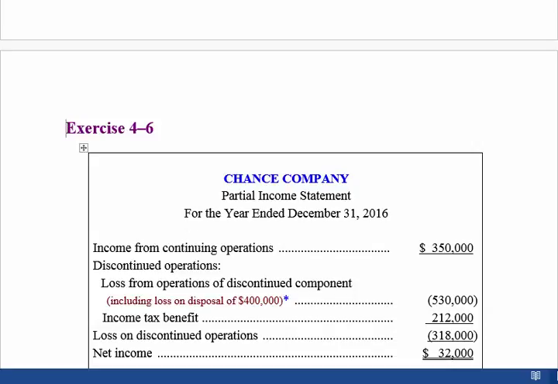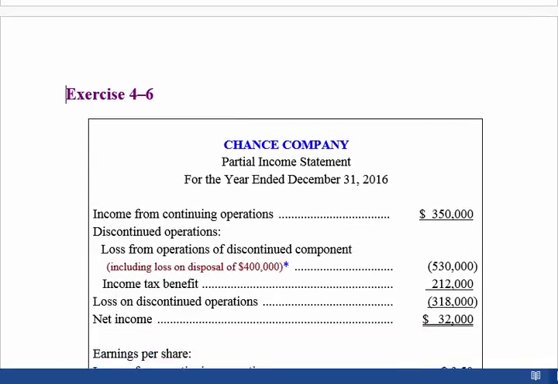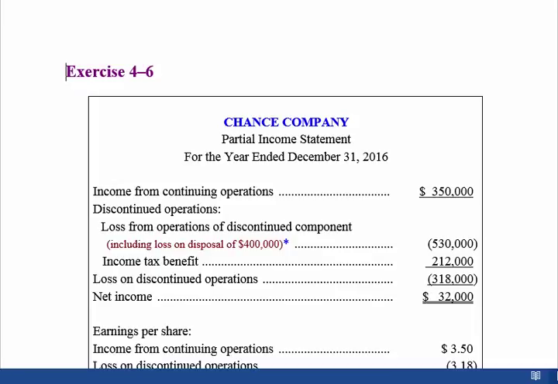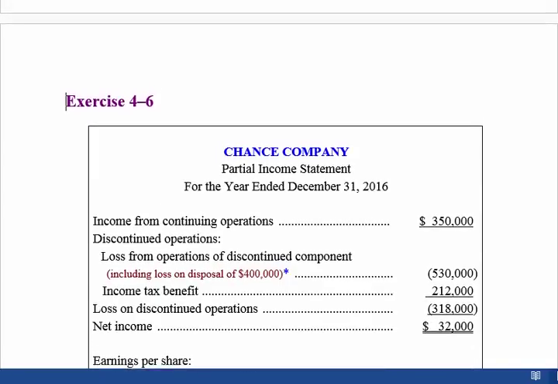Okay, now they want us to show the earnings per share calculations, and they're going to want a breakdown there. How much of the earnings per share is attributable to our income from continuing operations? What's our negative earnings per share on the loss on discontinued operations, and then what's earnings per share in total on the $32,000? So what we'll do, we'll calculate each one separately.